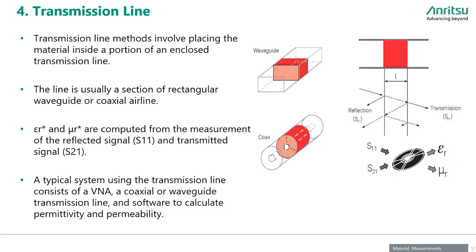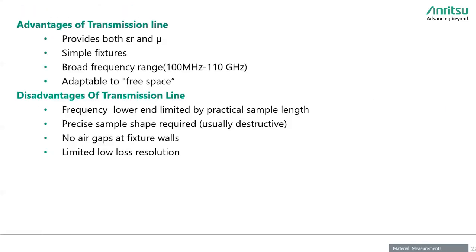Now, what are the advantages and disadvantages? The advantage is that both electric and magnetic properties can be measured using the transmission line method. It's a simple fixture, so no fancy fixture is there. It's a simple fixture where we have a cross section of a waveguide or a coaxial line where we can put the sample. It is generally broadband in frequency. That means starting from 100 megahertz it can go up to 10 gigahertz, and it is adaptable to free space as well.